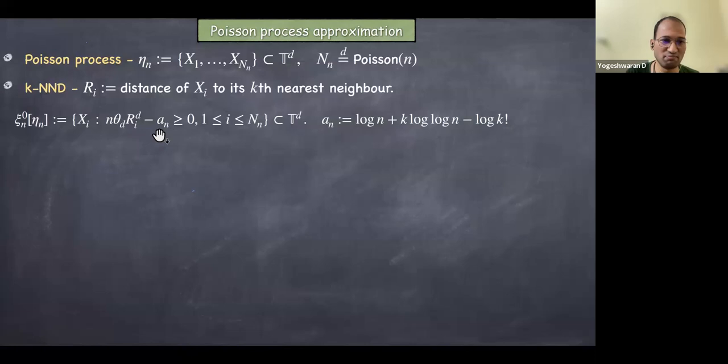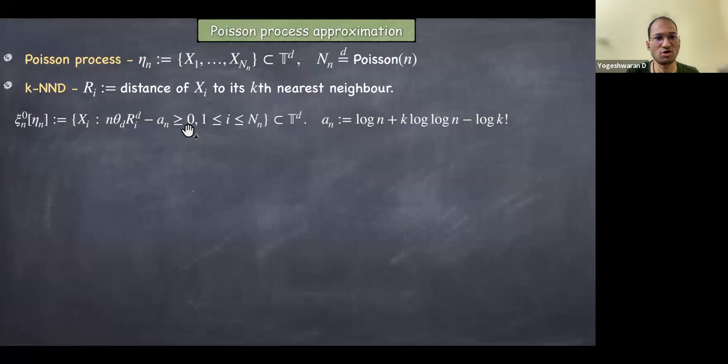Okay, if you are not convinced, it's okay. But just believe me that this is the correct scaling. a_n is the correct scaling. So I will look at all those distances such that after scaling, they are non-negative. And I look only at those points whose nearest neighbor distance after suitable scaling is non-negative. These are points in the torus.